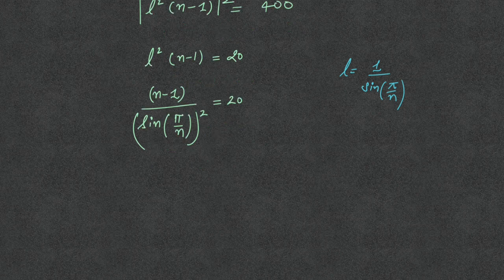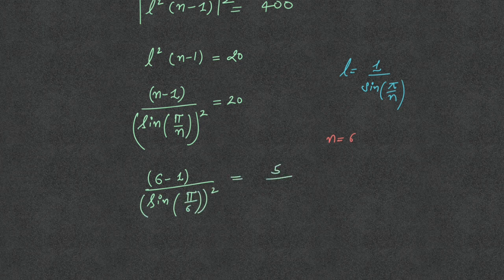Now if we pay attention, for n equal to 6 only, we get 6 minus 1 divided by sine of pi by 6 whole square, which is equal to 5 upon, sine pi by 6 is 1 by 2, and whole square, and this becomes 5 into 4, which is equal to 20. So only n equal to 6 is the possible value.